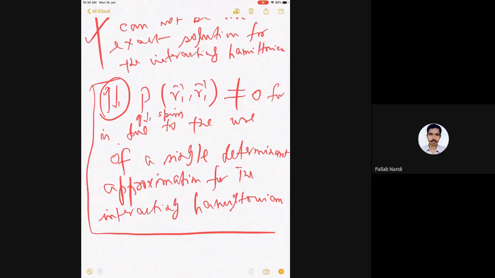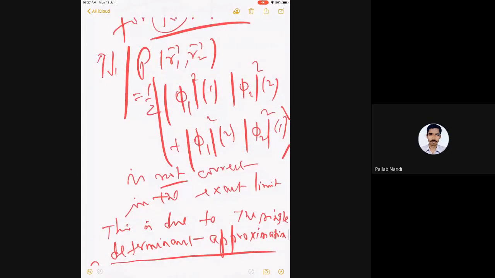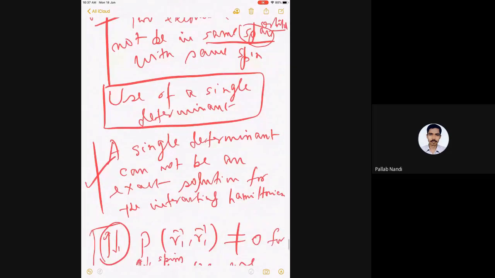I hope it is clear that this is due to the fact that we are using a single determinant approximation for an interacting Hamiltonian. That is something I can conclude at this point of time. And it's an approximation because it's an interacting Hamiltonian. And this approximation has this problem that the probability of two electrons being in the same space is not zero for the anti-parallel spins. For the parallel spins, qualitatively, there is no problem.